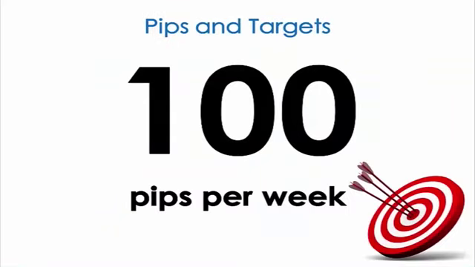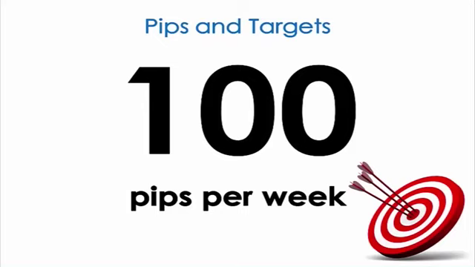Now, targets. What are you going to be aiming for on a regular basis? Your target is 100 pips per week on average. Now, that 100 pips per week on average, you could do 90 pips in week 1, 125 in week 2, 75 in week 3, and 110, 115 in week 4. As long as you're averaging your 100 pips a week, that's the important point.